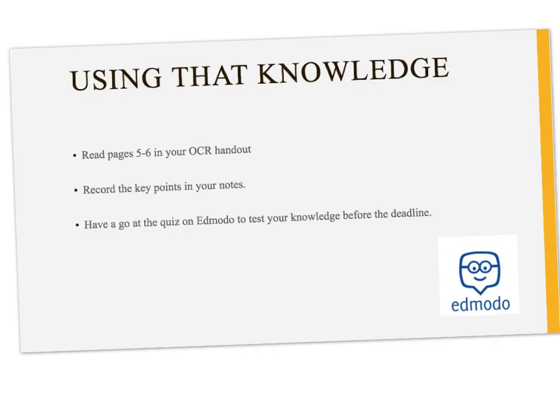So, if you managed to get all of those right, well done you. If you got a couple wrong, then you might want to keep your glossaries with you for this last part of the task. You need to read, before our next lesson, pages 5 to 6 in the OCR handout. You're just reading the section on historical and geographical background. You do not need to read religious background. We'll look at that later on.